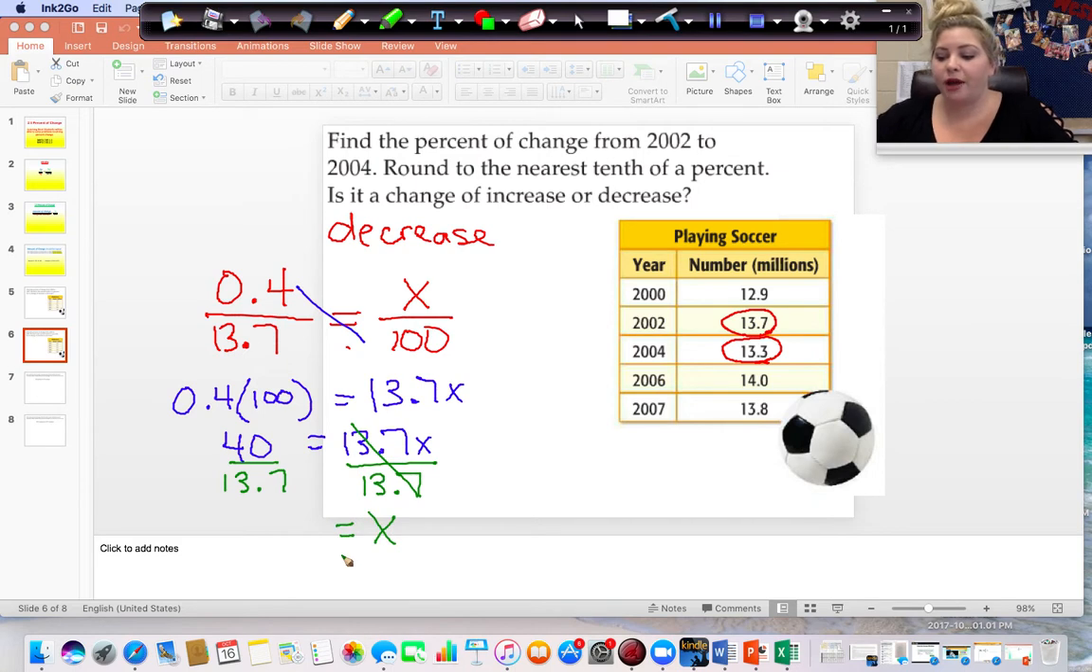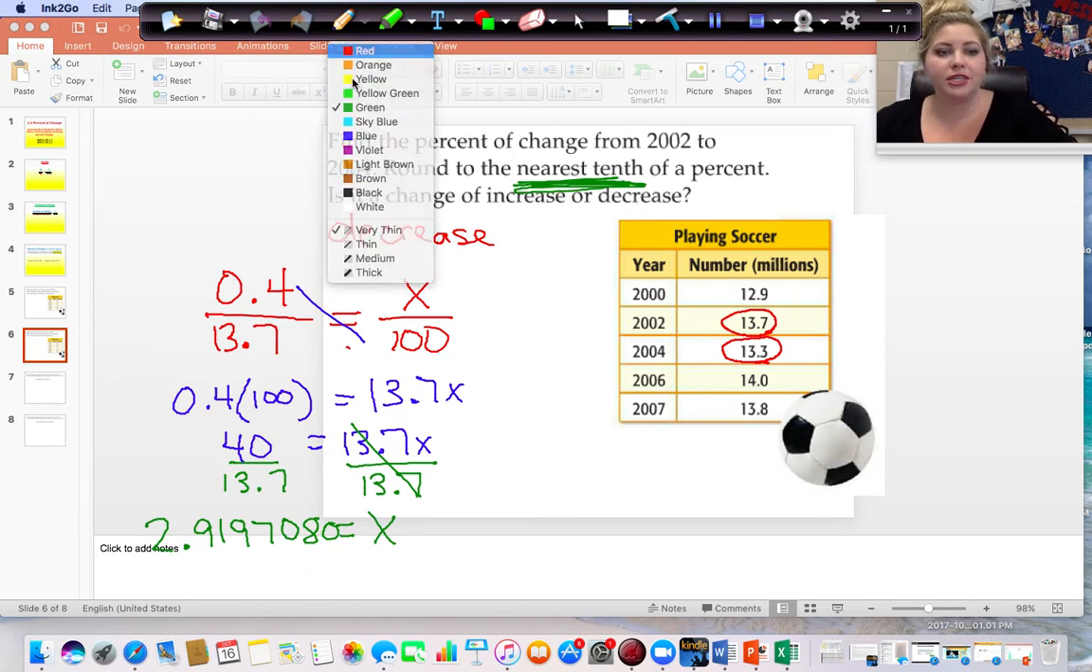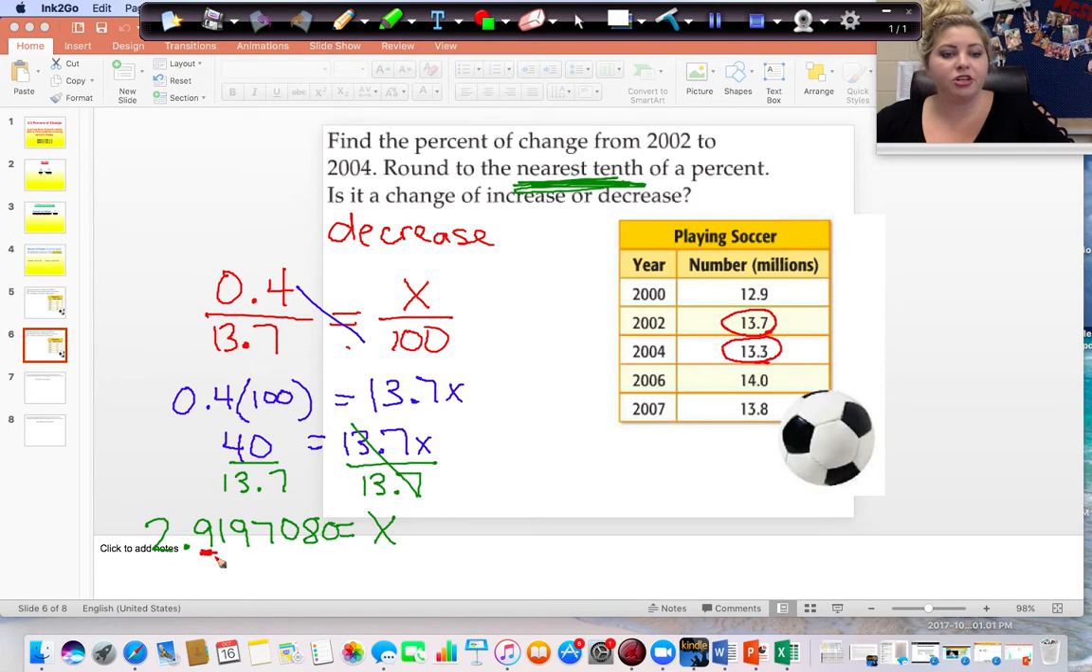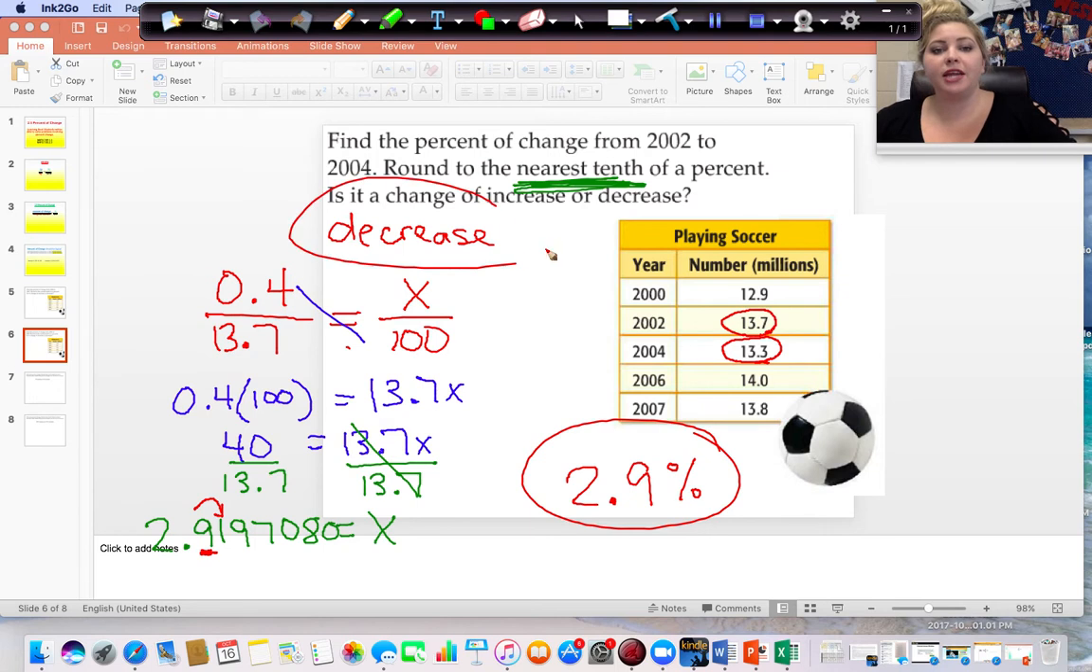And 40 divided by 13.7 gives us a really big long number again, 2.9197080. And we are already rounding to the nearest tenth here, so we do not have to continue writing our decimal. You need to underline the place value that you're rounding, which is the tenth place, and we are looking at the number directly behind it. That 1 is not enough to bump the 9 up, so it stays at 2.9%, and it is a percent of decrease. So we are decreasing at 2.9%.